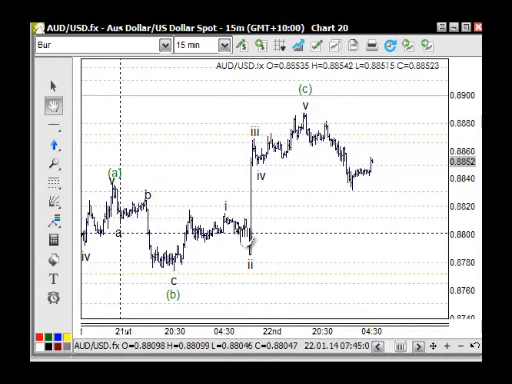So we would have to see this come down through here. And as I mentioned, it needs to take out the top of wave 1, which is either this one or this one. I'd say it was this one, but still 88.20. So while it's above the 88 essentially, and splitting hairs at 88.20, then this market is essentially positive.